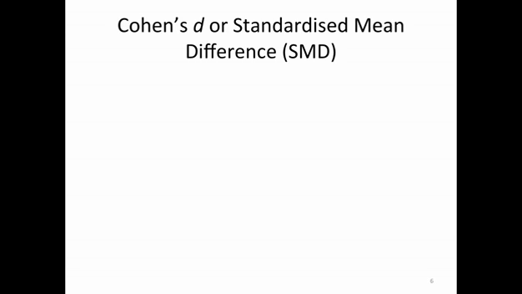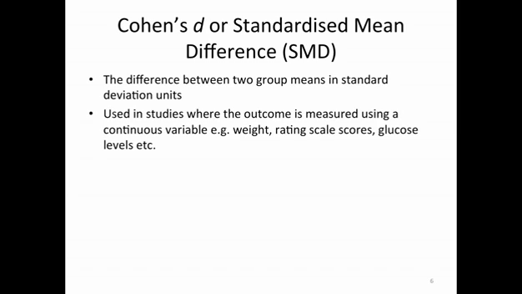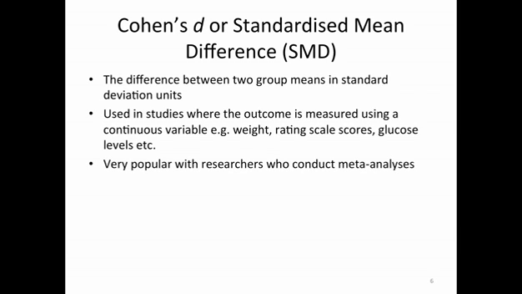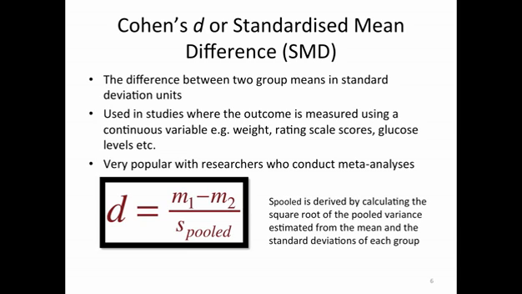Let's now consider Cohen's d, or standardized mean difference, SMD. Cohen's d is the difference between two group means expressed in standard deviation units. It's used in studies where the outcome is measured on the basis of a continuous variable, for example, weight or any rating scale scores, glucose levels, and other lab measurements. Cohen's d is very popular among researchers who conduct meta-analysis. The formula for Cohen's d is presented here. Pooled standard deviation is derived from the square root of the pooled variance.